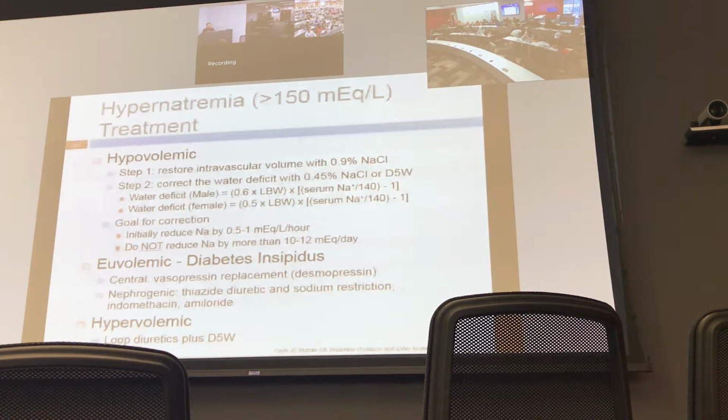Euvolemic, we talked about this, so central diabetes insipidus, desmopressin; nephrogenic, a combination of thiazides, amiloride, and indomethacin. Not sure why it works, but it works. Hypervolemic hypernatremia, you give loop diuretics to help diurese. However, the diuresis is better at getting water off than getting sodium off. So you also want to give D5W to help replenish the water that you're getting rid of without replenishing the sodium that you're trying to get rid of.